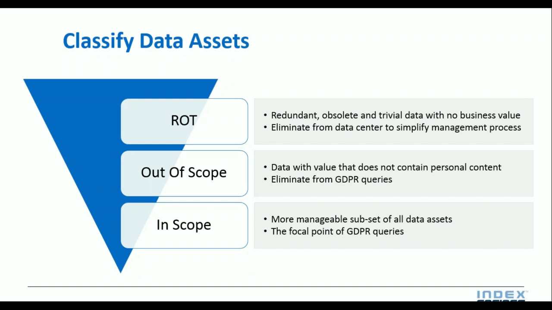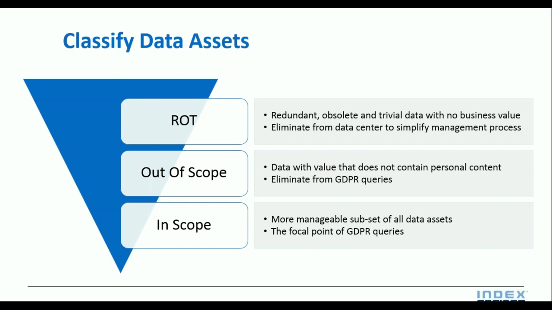The next is out-of-scope data. When we talk about out-of-scope, we're talking about out-of-scope from a GDPR perspective. We're not saying that this data doesn't have business value. It likely is very valuable data, but it's likely not to contain personal data. So it's not likely data that we're going to want to continue to dig more deeply into as we walk through the process.